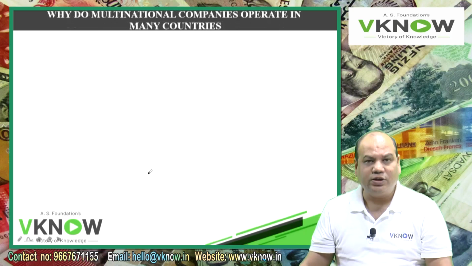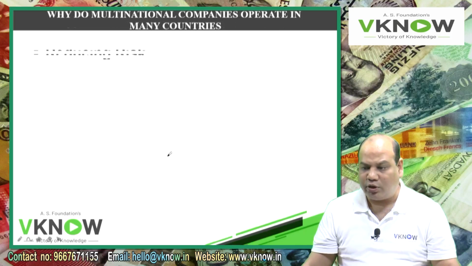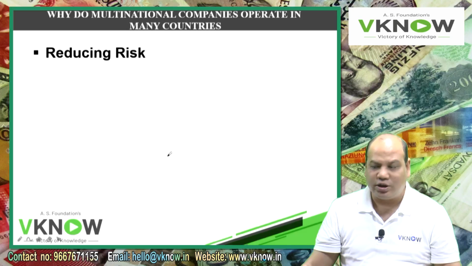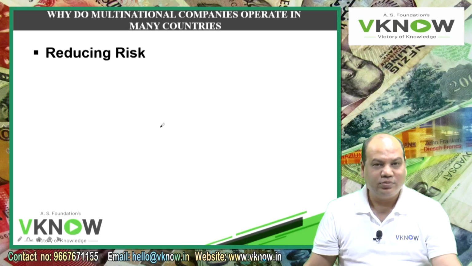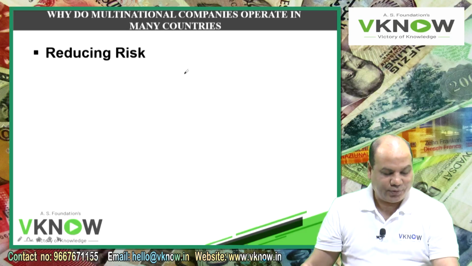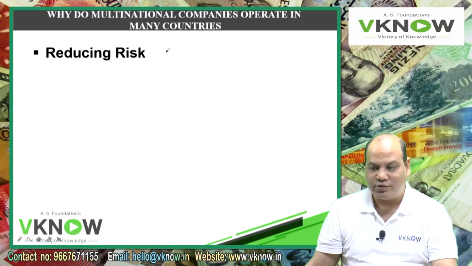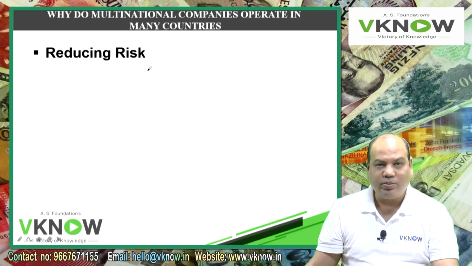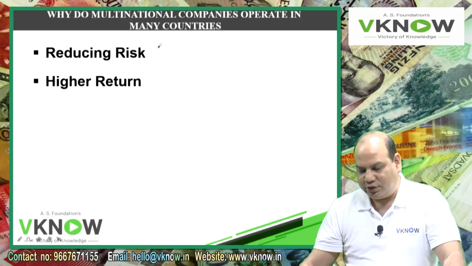So this is about difference in international trade and domestic trade. Next question is, why do multinational companies operate in many countries? You will find Microsoft is there everywhere. Apple is there in all countries. Google has got offices in all the countries. Sony company has got its presence in more than 180 or 200 countries. Why? These multinational companies operate in many countries because, number one, they want to reduce their risk.